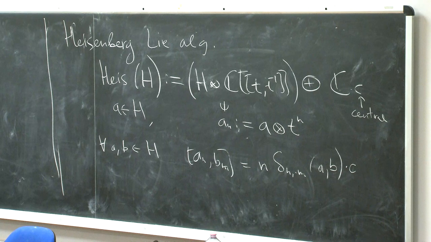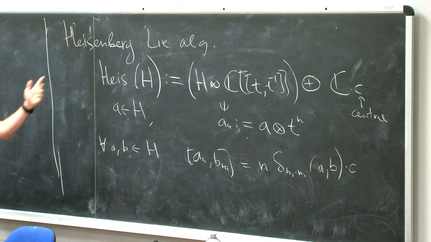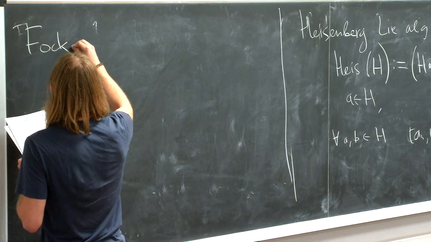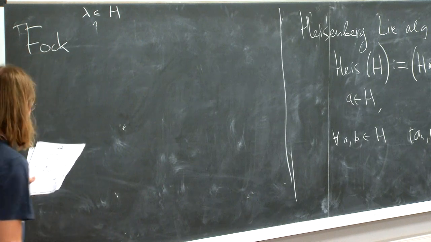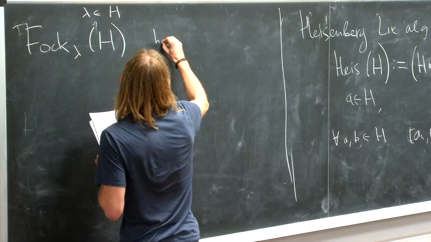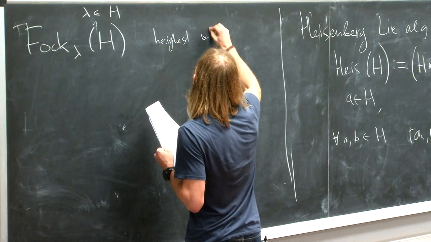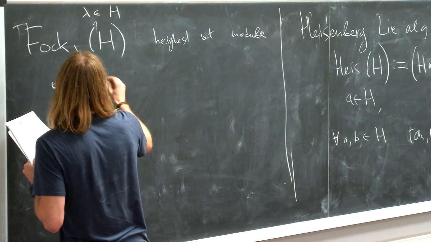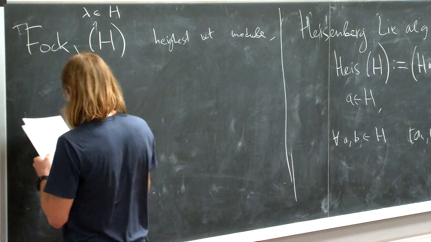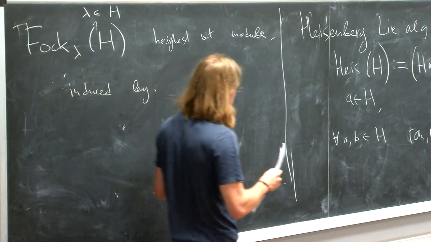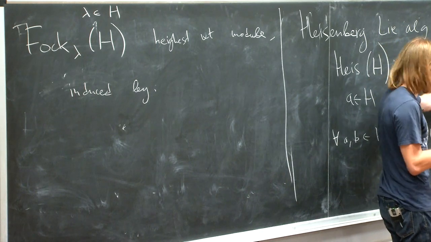Okay, so now, before producing a vertex operator algebra, one can introduce the notion of modules. Consider the following modules of this Heisenberg Lie algebra, which also already appeared yesterday in a certain form. Let me fix some element lambda from my vector space H and denote by Fock_lambda(H) the highest weight module of my Heisenberg algebra, which is induced by the following representation of the subalgebra generated by the elements with negative powers of t.